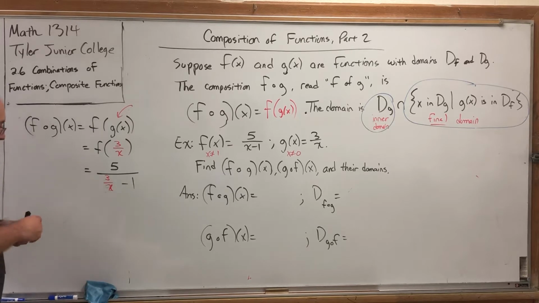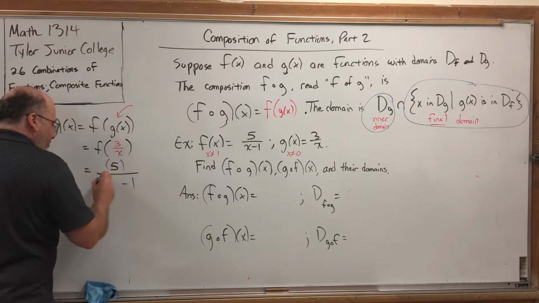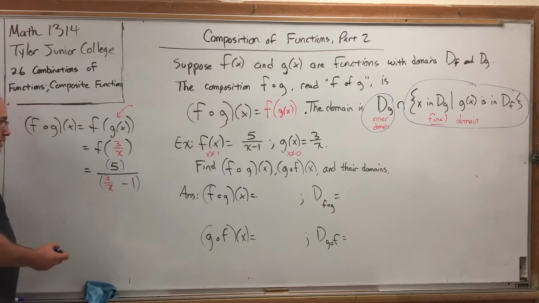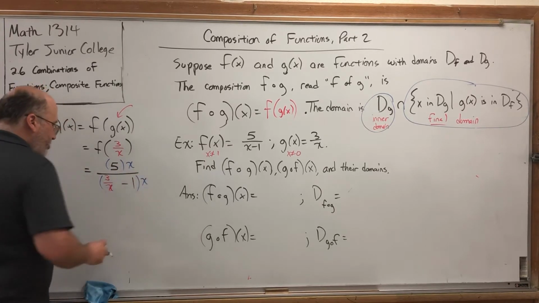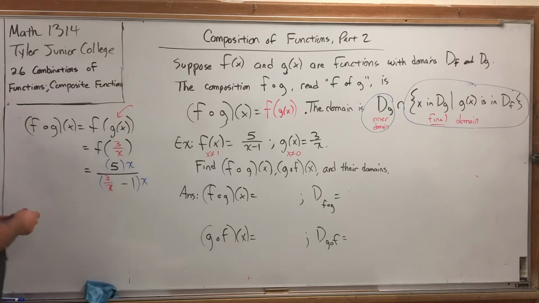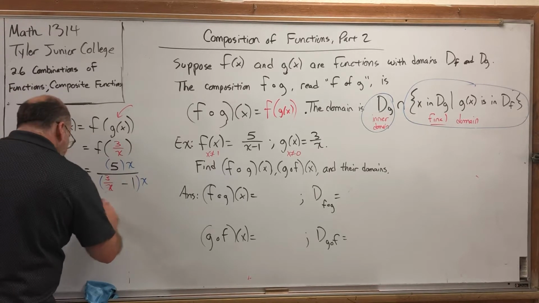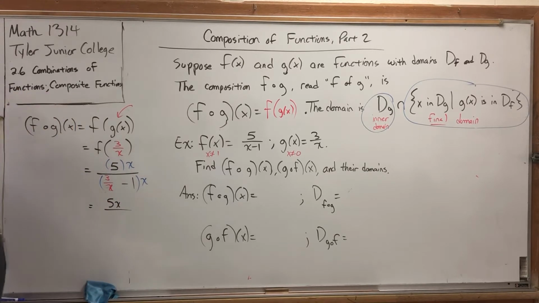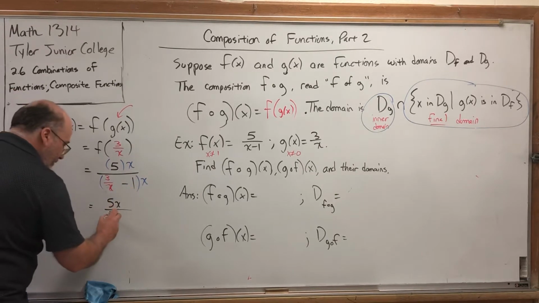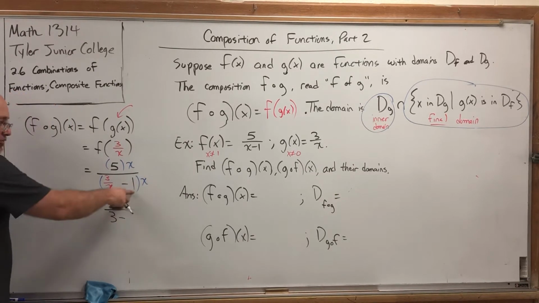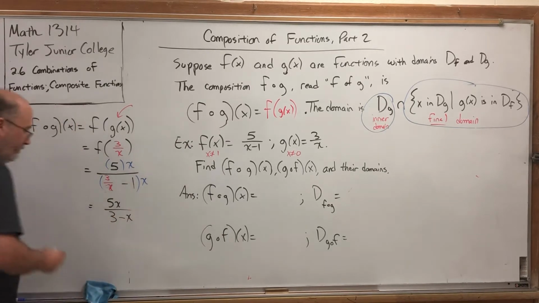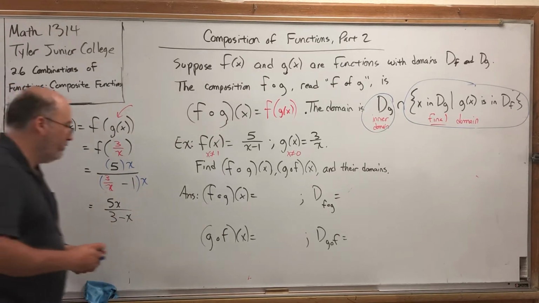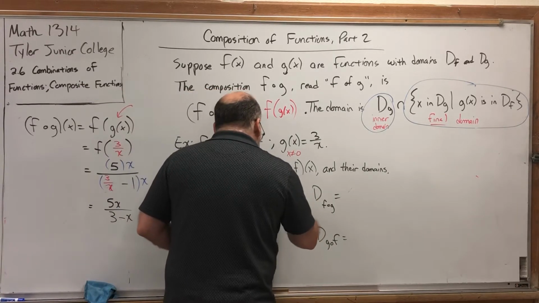I illustrated it in a previous video. To get rid of a little fraction that's in a big fraction, you simply have to multiply both sides of the fraction by the denominator of the little fraction. So we're going to multiply both sides of the big fraction by x. On the top, all this does is give us a 5x. But on the bottom, the x gets distributed. When it distributes to the fraction, it cancels its denominator and leaves a 3, minus, and then when it distributes to the 1, 1 times x is x. At that point, we're done simplifying the function. Our composition is 5x over 3 minus x.